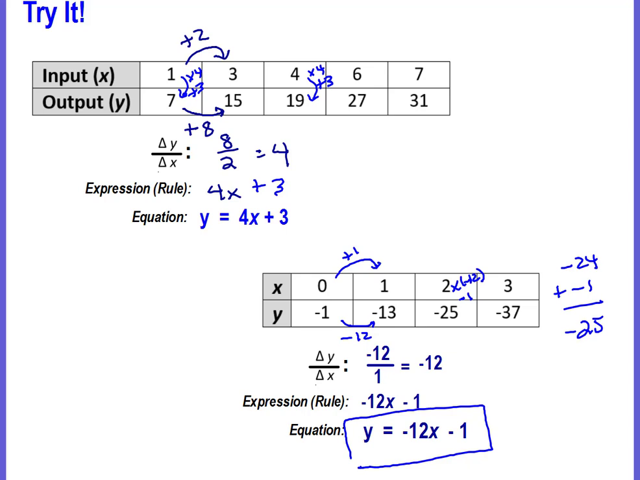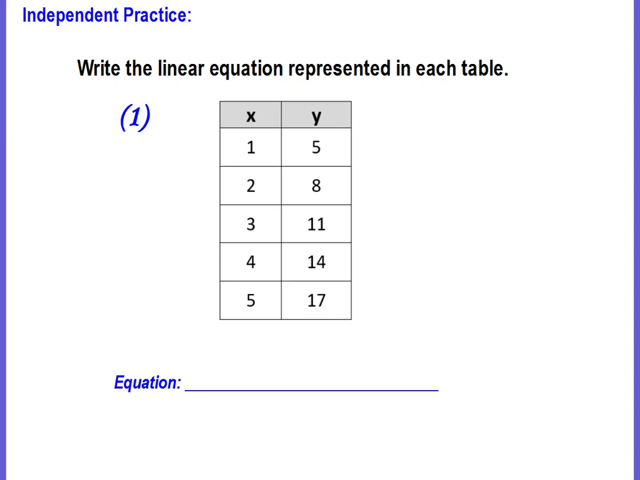If you were confused on any of this, go back, review the video, because now you are ready for your independent practice. Okay, so you're going to pause the video, solve this on your own. You're going to write the equation. When you have your answer, come back and check it.